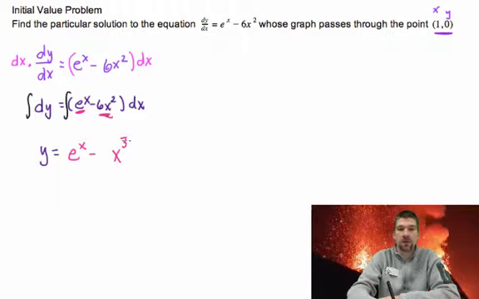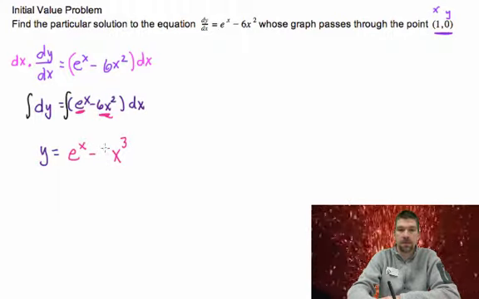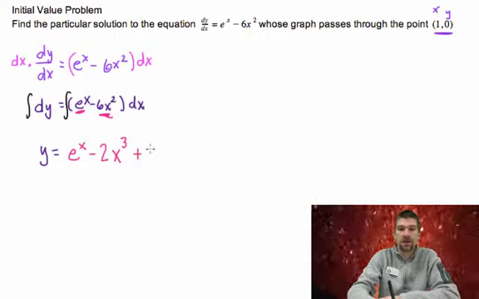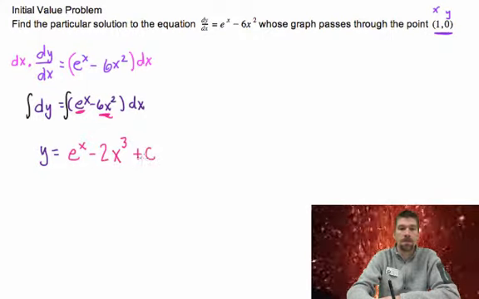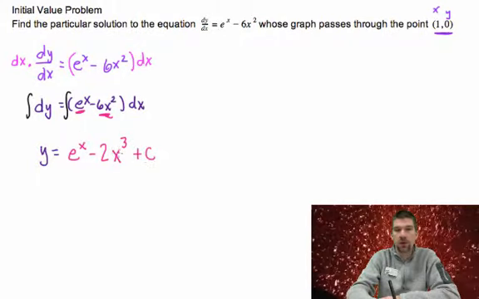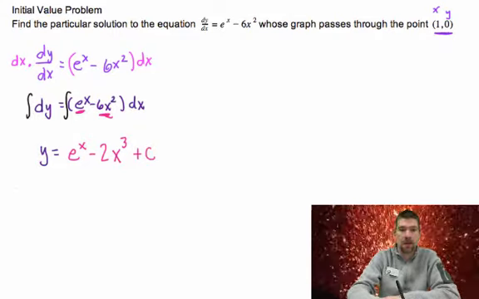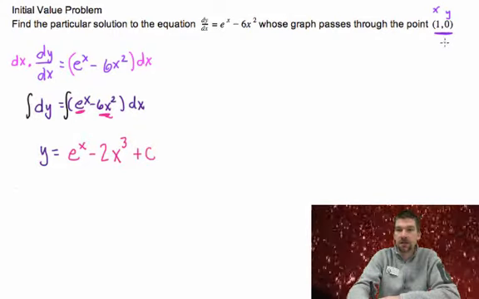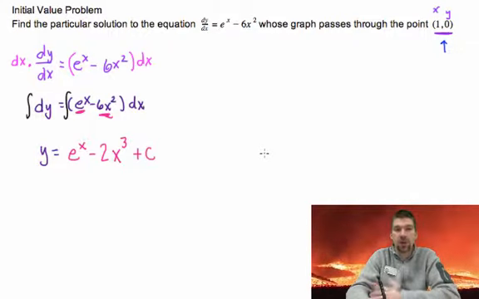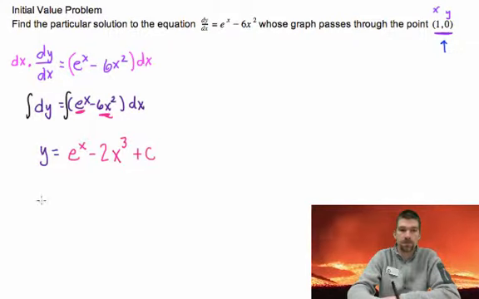Now, ask yourself a question. 3 times what number is 6? And that would be 2. And then don't forget that we have to have a constant at the end. So this is our antiderivative. This is solving the differential equation for any possible solution. But they gave us, right here, a starting point, an initial condition. So how can we go ahead and solve this out?